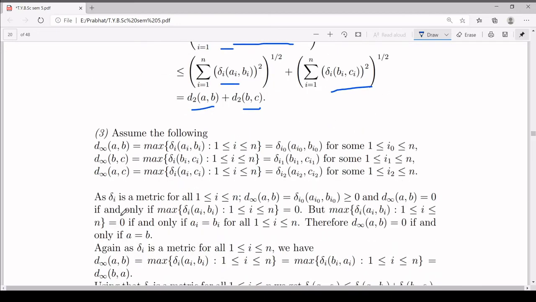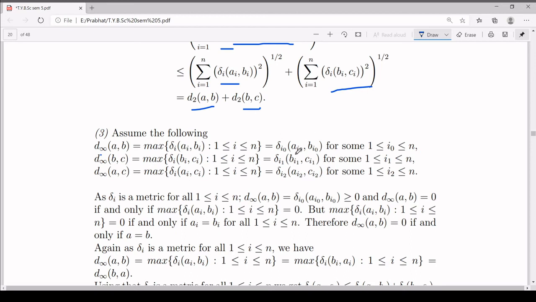Next, the third function which we had defined, d infinity of AB, was defined as the maximum of delta_i(a_i, b_i). Since it's a finite set, the maximum of finite terms, at most you have n terms: delta_1(a_1, b_1), delta_2(a_2, b_2) up to delta_n(a_n, b_n). These are the n terms you are having, and of that you are taking the maximum.